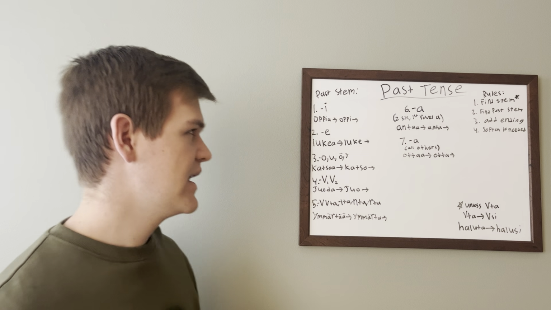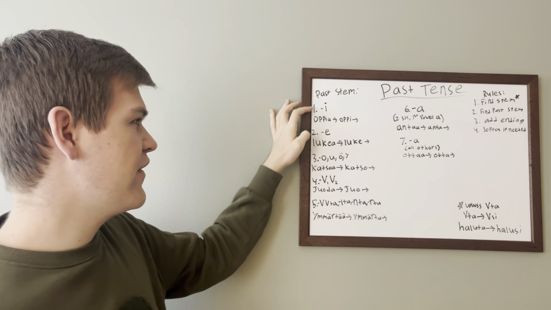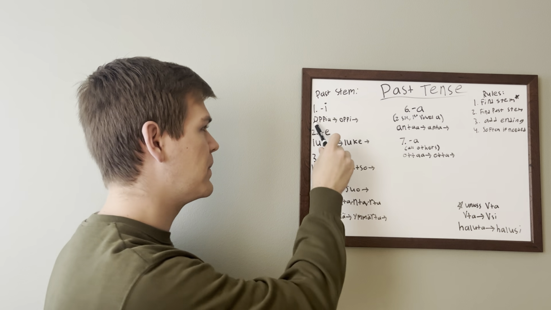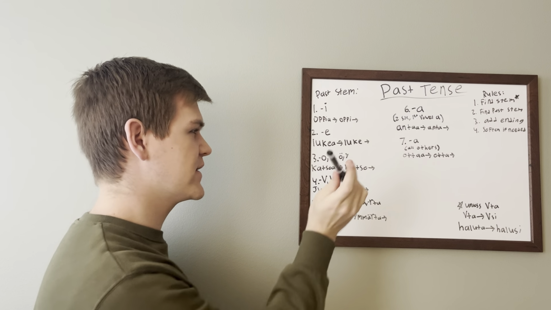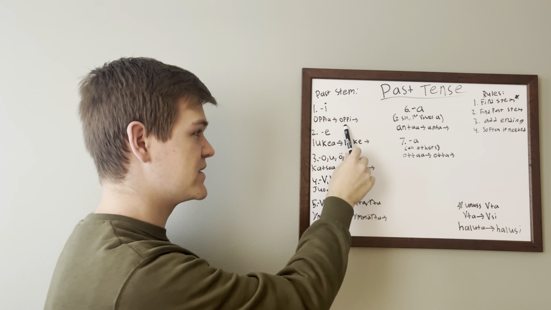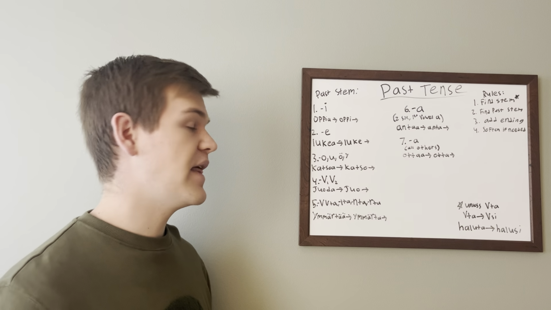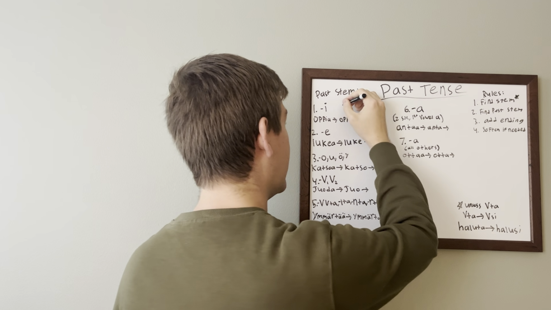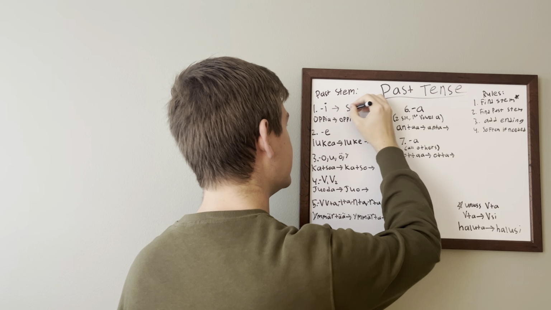And that being said, let's start out with what we do if our stem ends in I. So let's say we want to put the word oppia in past tense. The first step is to find the stem, which is oppi. And then the rule, if it ends in I, this one's really easy. It actually just stays the same.